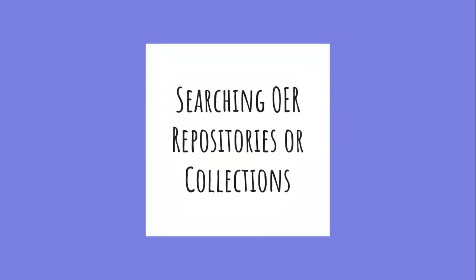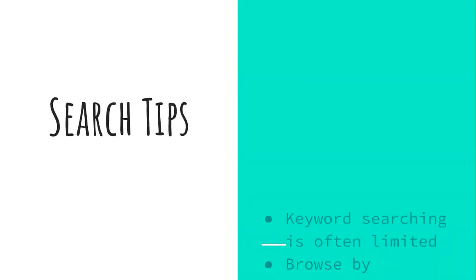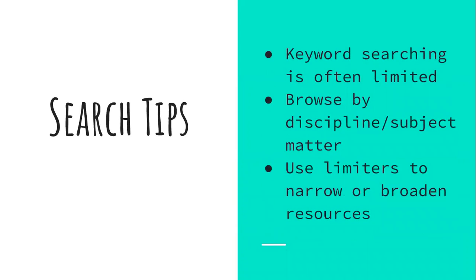Now we're going to talk about searching open educational resources, repositories, or collections. Here are some basic search tips. Because a lot of the sites have been tagged and information has been input by users, keyword searching is not always the best way to search. So I suggest searching by discipline or subject. You can try a keyword search really quickly at first, but then try to do it by discipline or subject matter if that's an option.